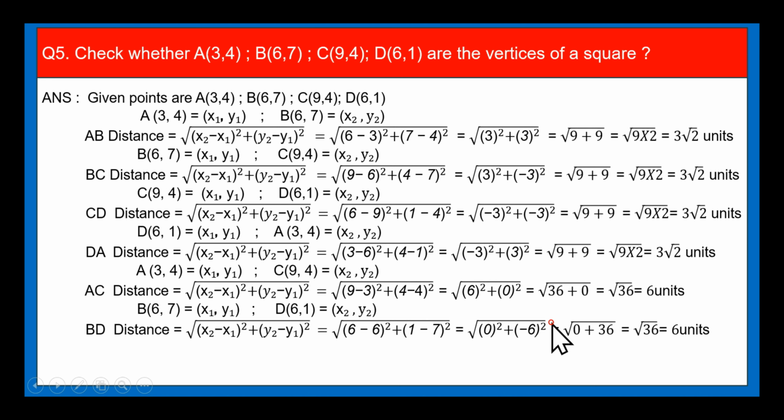Now you can observe that all the four sides of this quadrilateral are equal and the two diagonals are also equal in length. Since AB is equal to BC is equal to CD is equal to DA, four sides are equal, and AC is equal to BD, two diagonals are also equal in length, then you can say that the points ABCD form a square.